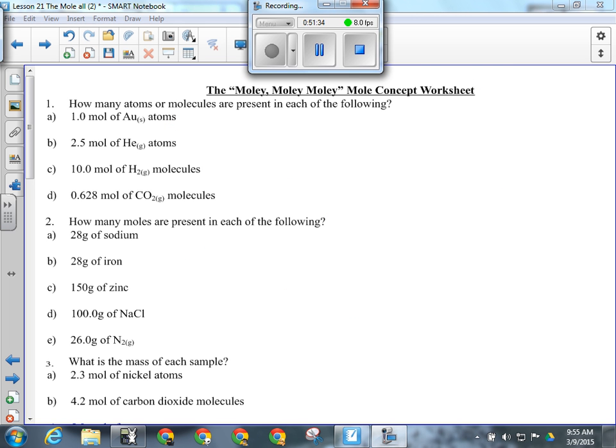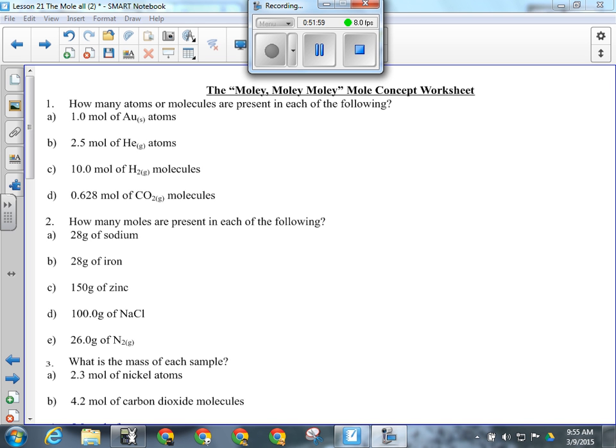Okay, so you'll start with this one. Now, just to outline a couple of things here. How many atoms or molecules are present in each of the following? So, if we're looking for the number of atoms or molecules, we're going to have to use whose number? We're going to have to use Avogadro's number here, okay? And Avogadro's number tells us how many molecules, atoms, particles are in 1 mole.